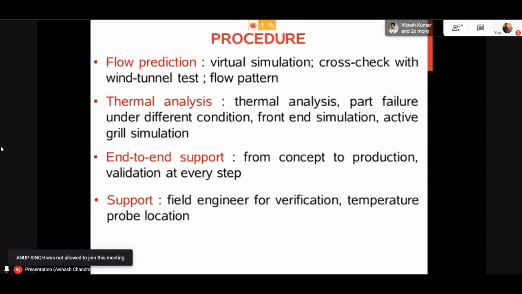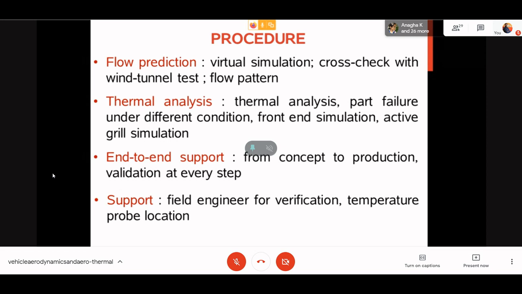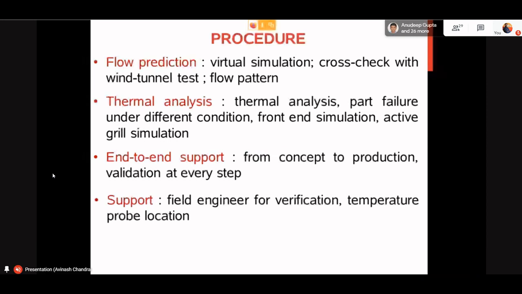Whatever we do in the computers is called virtual simulation, because it's not real, and there are a lot of assumptions also. So we do this in the virtual simulation, and then we check with the wind tunnel. Wind tunnel is a real setup where we check the flow patterns on the body. We have some smoke, or some dye, with which we test in the wind tunnel. So wind tunnel is actually a physical setup where you keep your automobile or your body, and you test how the flow pattern is.